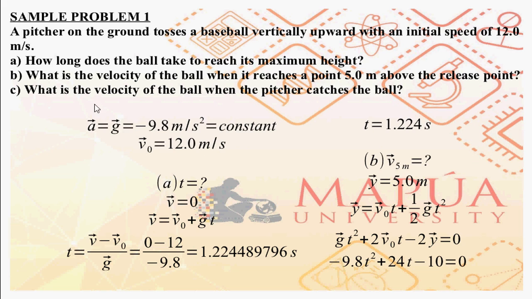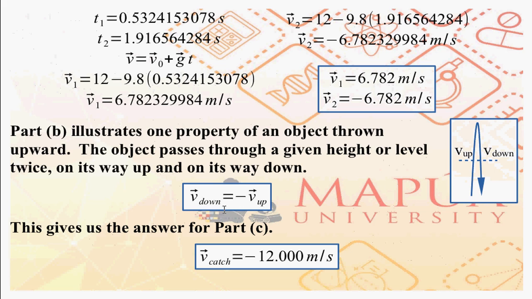Part C: what is the velocity of the ball when the pitcher catches it? When the pitcher throws the ball upward, it has a velocity of 12 meters per second. When the pitcher catches the ball, so the ball goes back to the original position, it's now going down. V down is equal to negative V up. V catch is equal to negative 12 meters per second.